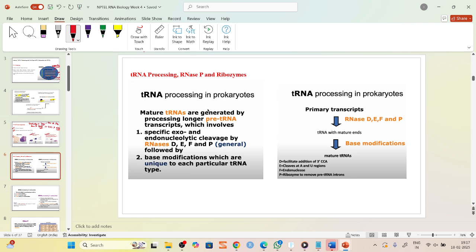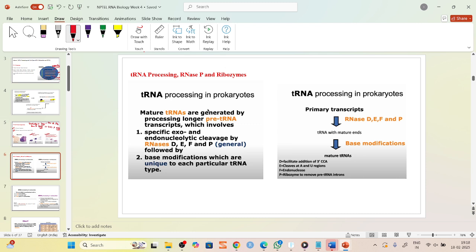Then we come to tRNA processing, RNase P and ribozyme. First we'll see tRNA processing in prokaryotes, and later in eukaryotes. Mature tRNAs are generated by processing longer pre-tRNA transcripts, which involves specific exo- and endonucleolytic cleavage by RNases D, E, F and P, followed by base modifications which are unique to each particular tRNA type. So you have the primary transcript, which is acted upon by exonucleases and endonucleases both, and then certain base modifications occur, which convert it into a mature tRNA.